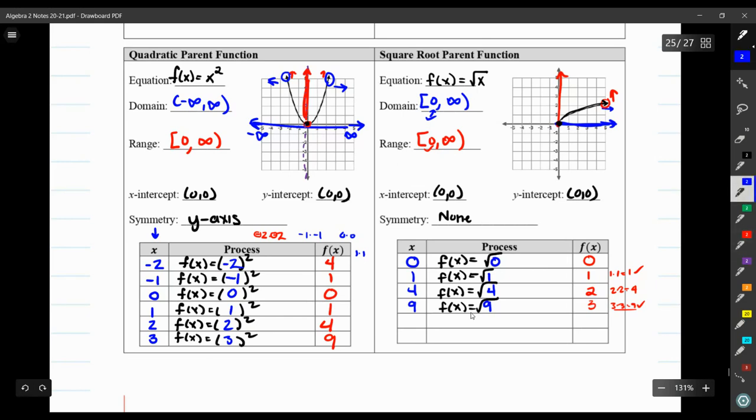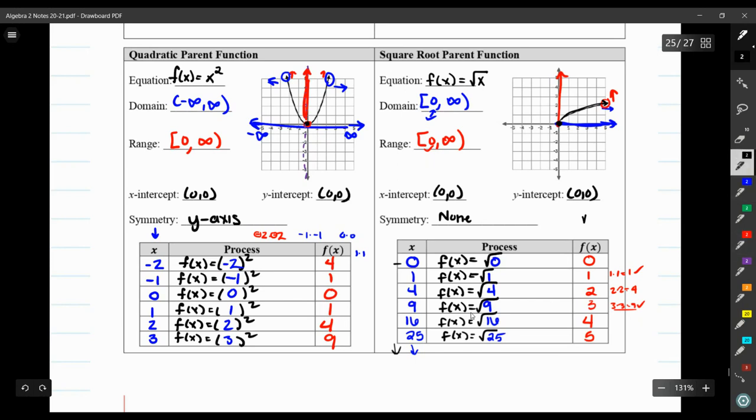So the next logical one would be 16 because I know that if I do 4 times 4, I'm going to get a 16. So the square root of 16 is also a nice, pretty whole number. And the last one for this table would have to be 25. I could continue this table on forever and ever, but we're not going to do that because remember, the domain is 0 to infinity. The square root of 25 is 5. 5 times 5 is 25.